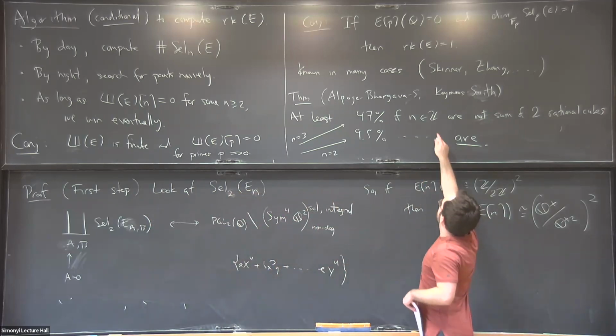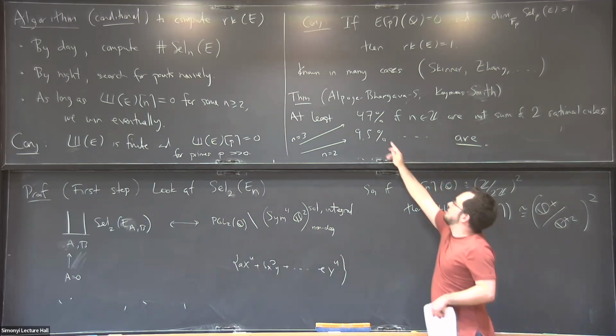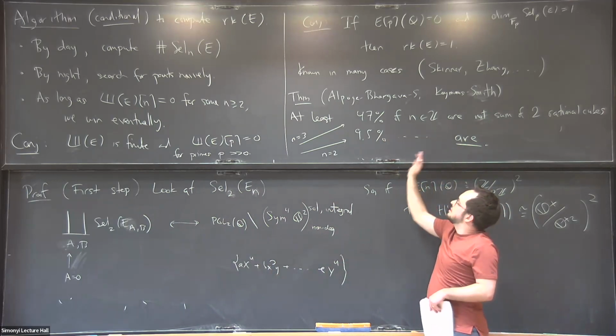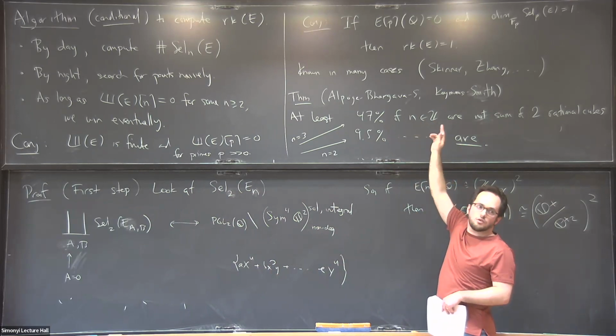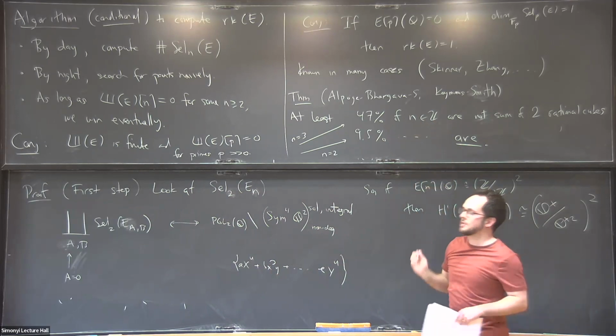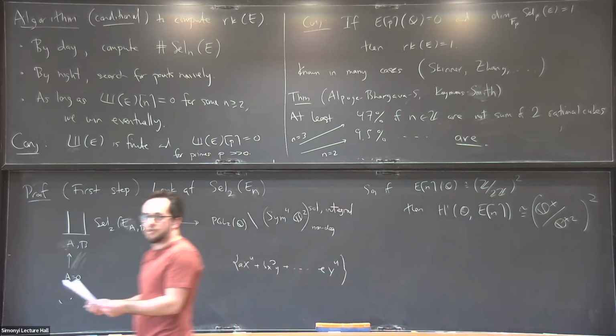The ones that have rank 0 give you these guys, not with such a high proportion, but something. And then the ones with rank 1, combined with this conjecture, the converse theorem, gives you these guys. Okay, that's a very rough sketch.